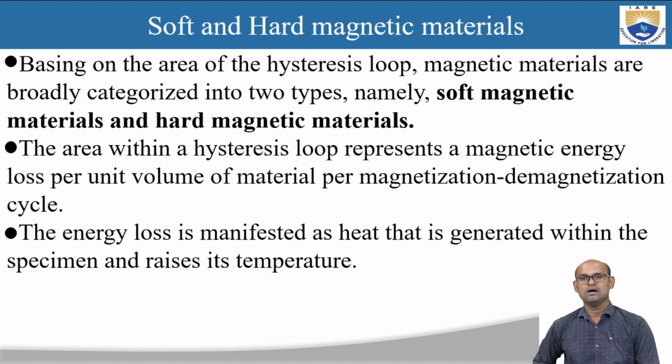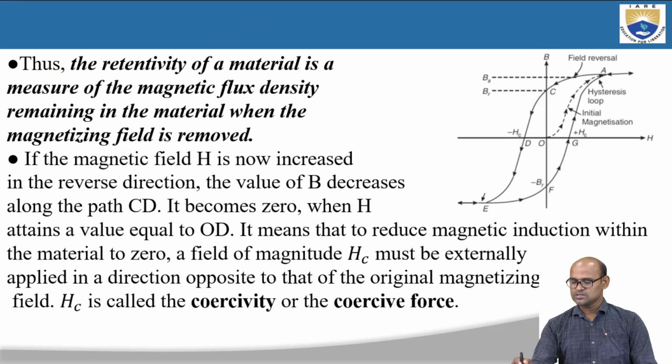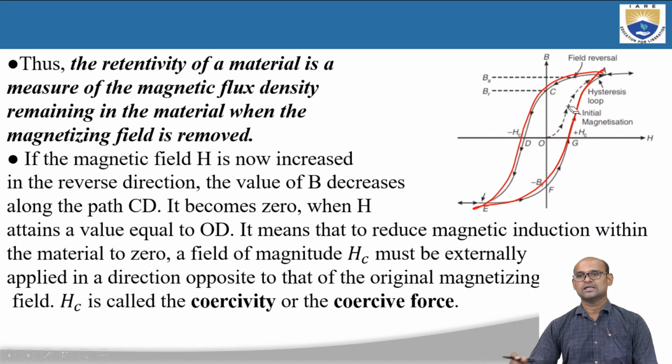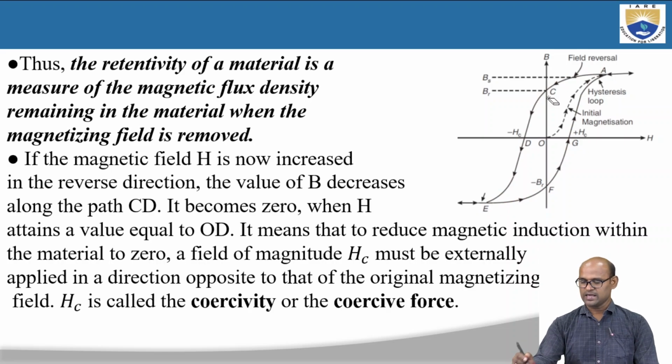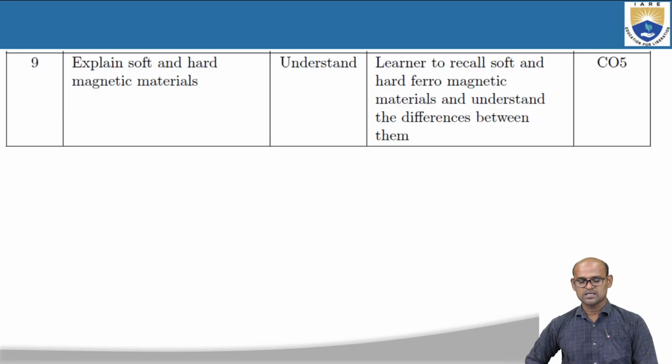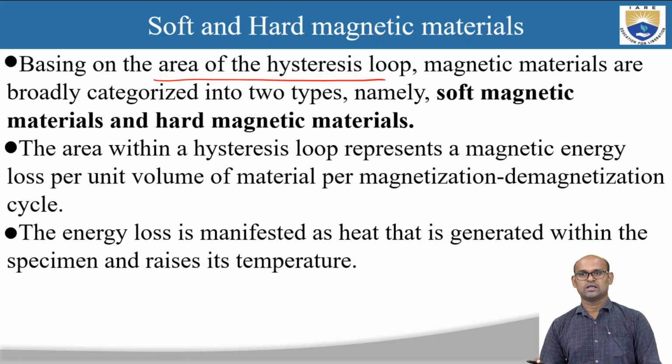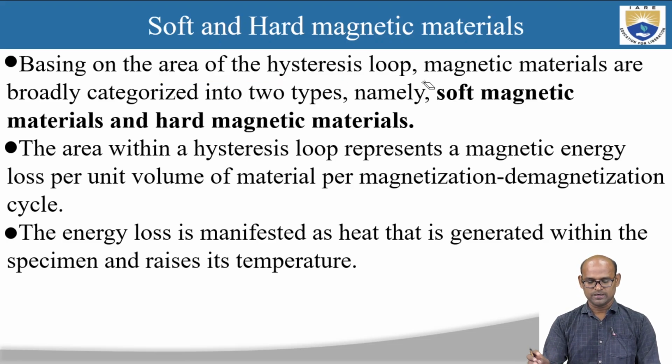Based on the area of the hysteresis loop, magnetic materials are broadly categorized into 2 categories: soft magnetic materials and hard magnetic materials. In the hysteresis loop, there is an area, and the area under this curve can be used to calculate the energy loss in a ferromagnetic material. So based on this area, you can classify magnetic materials into soft and hard magnetic materials.